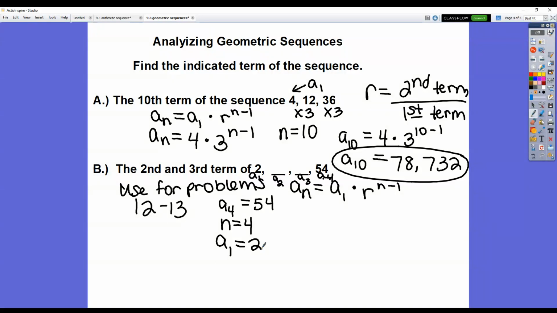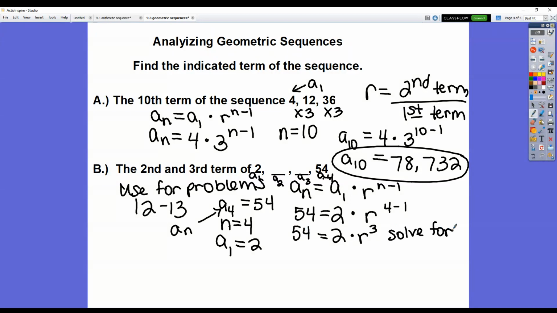So we're going to plug this in. This is going to be a sub n, actually. So we're going to write 54 equals, because we don't know what r is. That's what we're going to try to find here, guys. We know the fourth term, we know the first term, and if the fourth term is 54, then n would have to be 4. So, plug in what we know. We don't know what r is. We know n is 4.